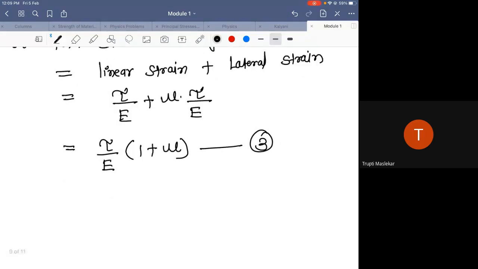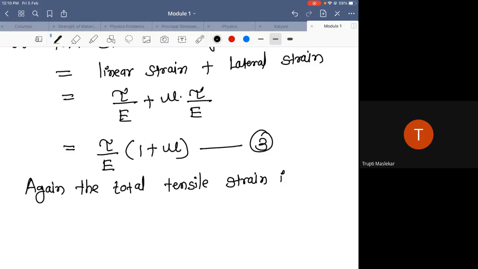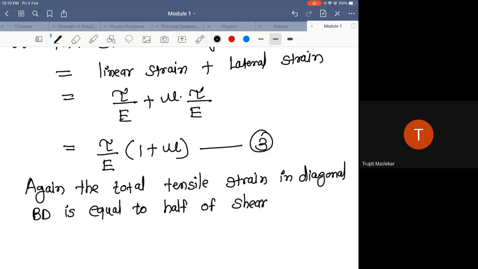Again, the total tensile strain in diagonal BD is equal to half of shear strain.